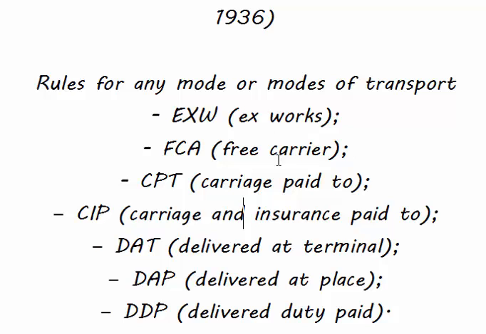Let's take an example, Free Carrier. When it says Free Carrier, here you will have a port or a place which is the supplier's place. Suppose it is Free Carrier New York. That means the supplier will supply the goods, and he will load them onto the carrier at New York. There, his responsibility ends, or in other words, the goods are supposed to have been practically delivered to the buyer when the goods are loaded onto the carrier at New York. This is Free Carrier.